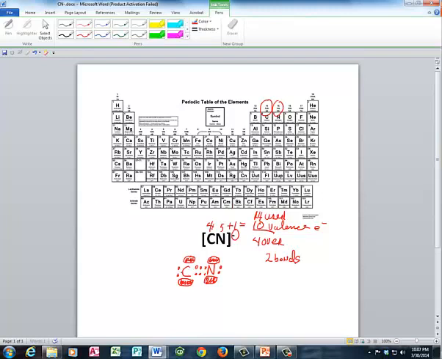Each atom has 8 electrons: 2, 4, 6, 8 for carbon, 2, 4, 6, 8 for nitrogen. We've got a total of 10 electrons. Our structure is done. Now that's not very pretty, so we're going to clean it up a little bit.